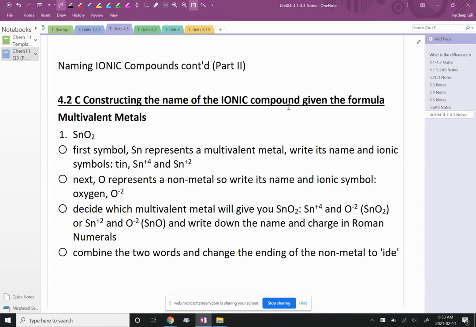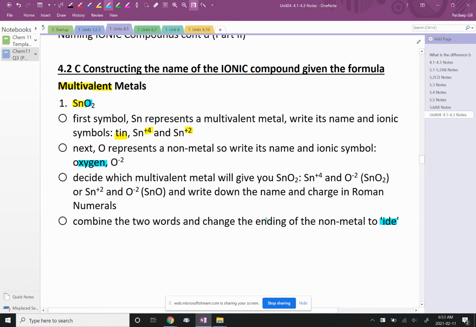We have SnO2. The first symbol here is Sn, and that's tin, and we recognize that that is multivalent. So tin can assume a charge of +4 or +2, but we don't know which one it is at this point. So we have to figure out what that's going to be. The second symbol is O, and that's just oxygen, so we know it's going to be oxide. We will change the ending to IDE once we combine everything together. So let's go ahead and figure out what the charge is going to be on tin.